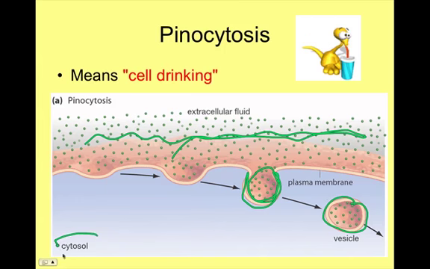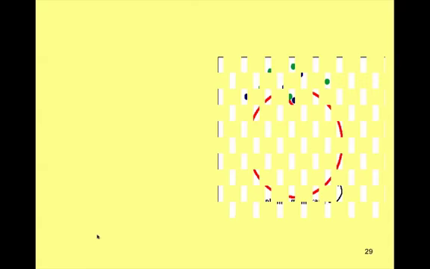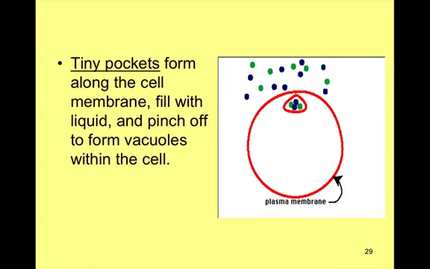And down here, this word cytosol, this means cytoplasm. It's another word for cytoplasm. Cytoplasm and cytosol mean the same thing. So here would be another animation of how this particular process of pinocytosis works. Tiny pockets form along the cell membrane, fill with liquid, and pinch off to form vacuoles. Or, once again, vacuoles are also called vesicles. So that's another word for vacuole, equals vesicle, inside the cell.